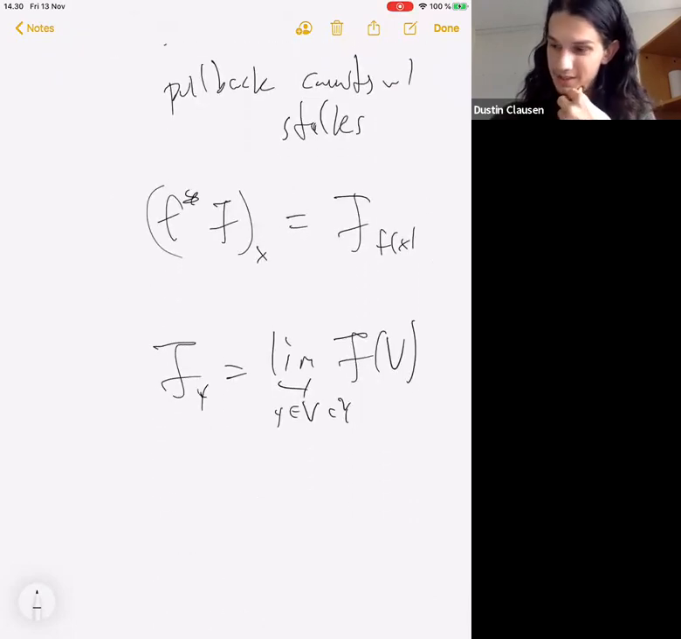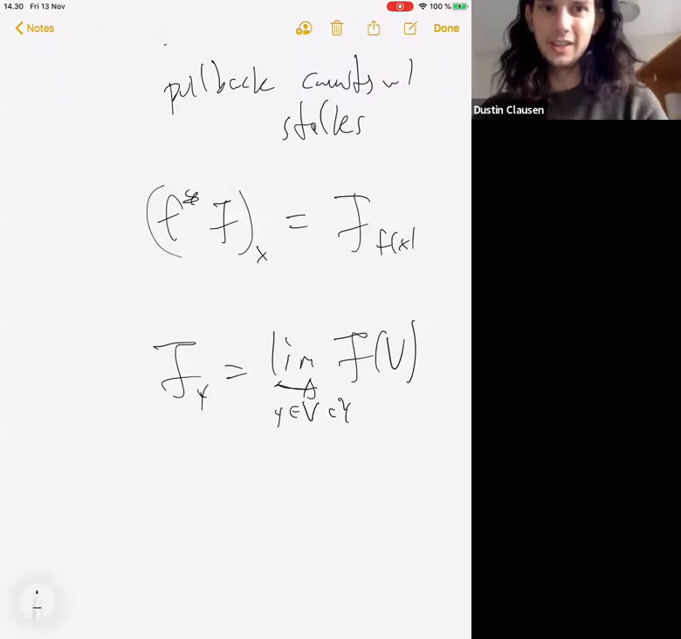Right, and again, this is the usual classical definition, and you can just take the derived analog, so the filtered colimit in the infinity category, and it gives the correct thing.